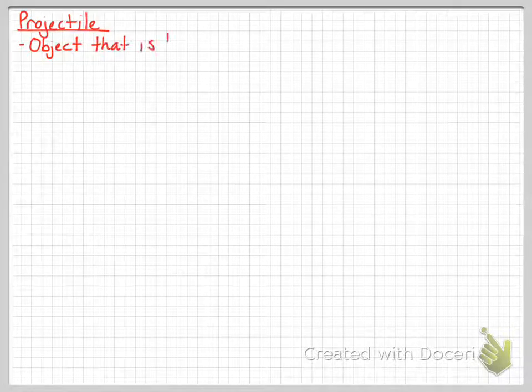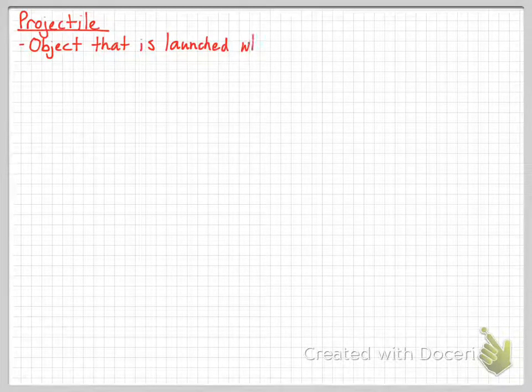This video is going to be about projectile motion. We're going to deal with projectiles at an angle and projectiles perfectly horizontal going off a cliff. A projectile is an object that is launched.